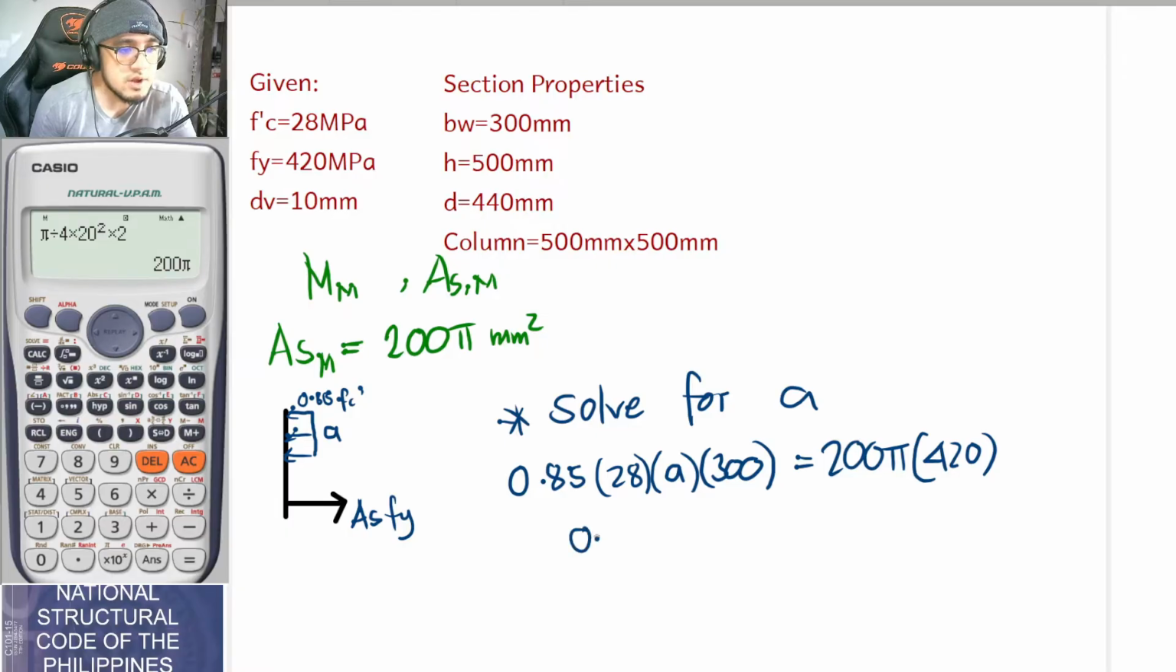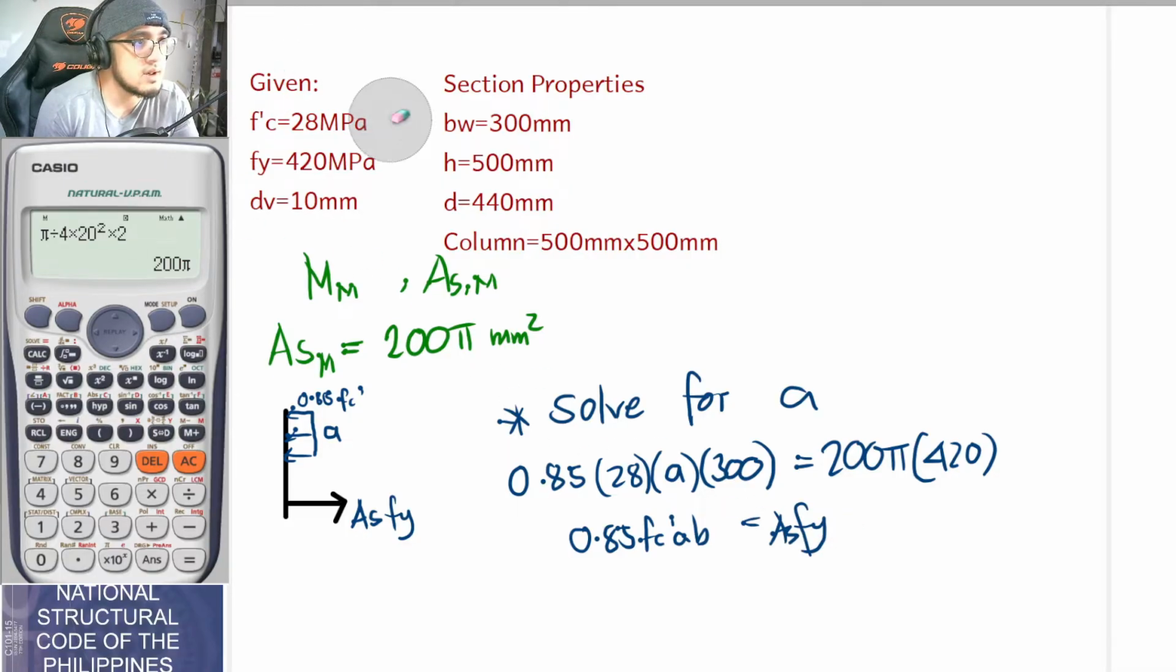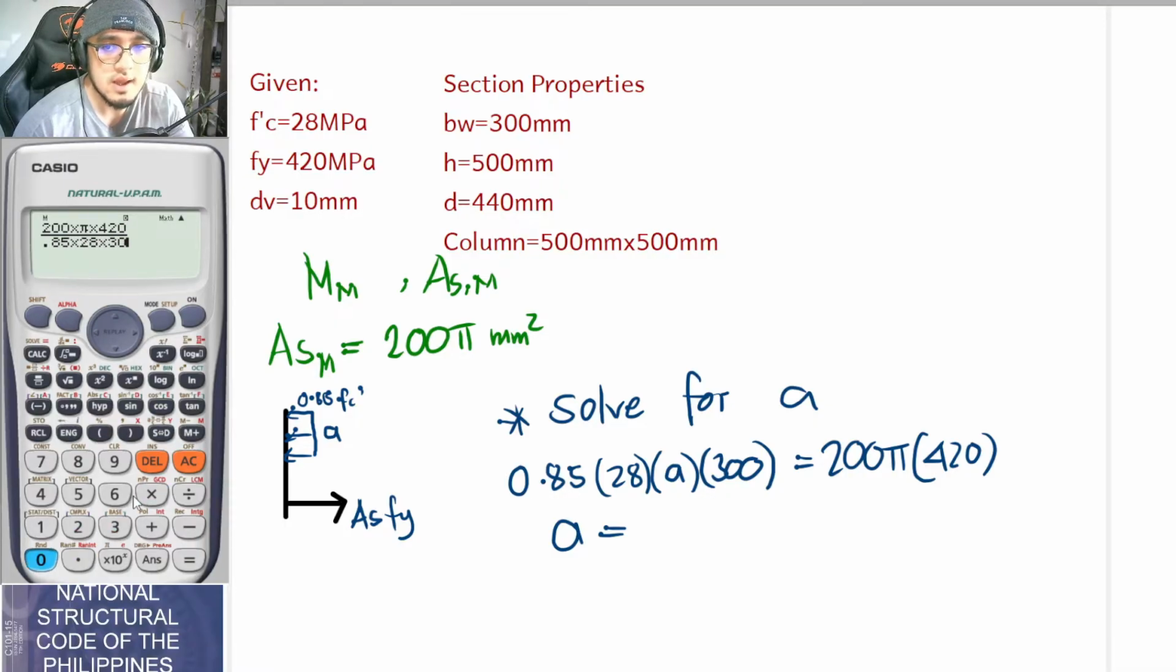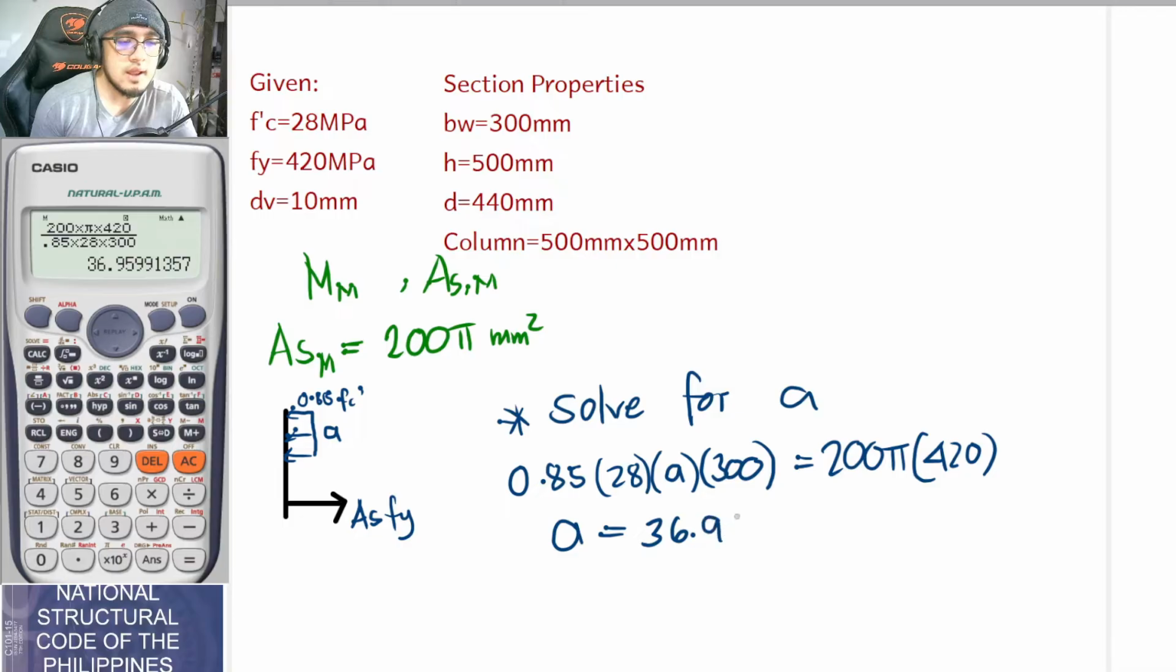So guys, basic lang to, no? 0.85 f'c ab is equal to AsFy. You should have already mastered this last prelims. Okay, so moving forward, solving for the value of your a here: a is equal to 200 times pi times 420 divided by 0.85 times 28 times 300, and our value for a is to be 36.96 mm. So basically, that is our answer for a, and we can now solve for the value of our moment.